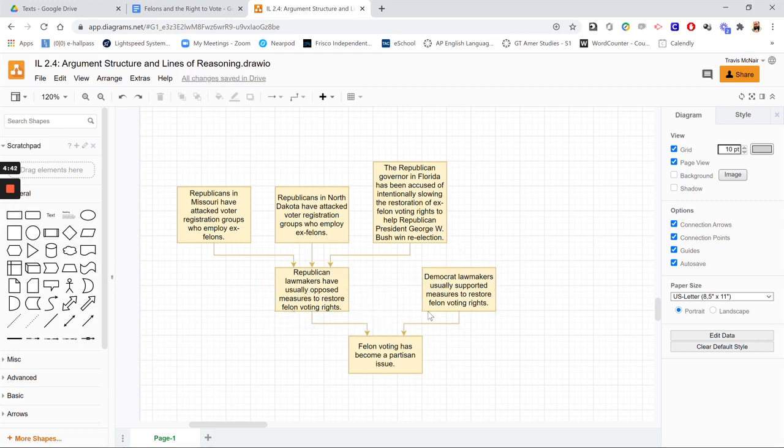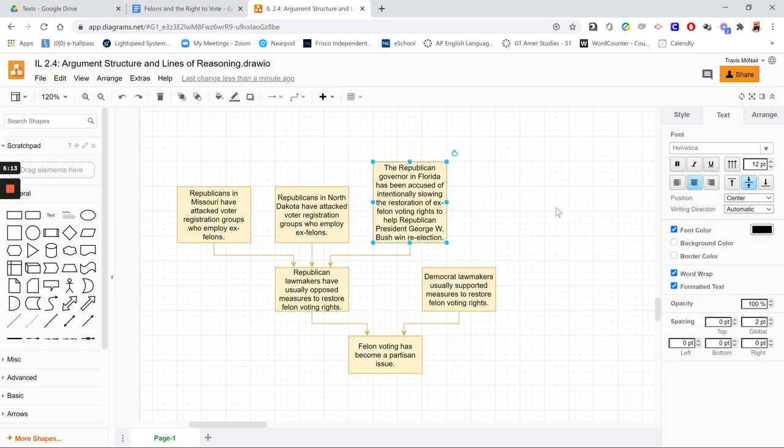Yeah, there we go right there: Democrats usually support measures, Republicans usually are against it, and then it gives three, or two, depending on how you look at it, different examples of how Republicans are resisting or just generally opposed to restoring felon voting rights. The examples of Republicans in both Missouri and North Dakota who are for some reason attacking voter registration groups just for employing ex-felons, even though that has nothing to do with the laws prohibiting them from actually voting.